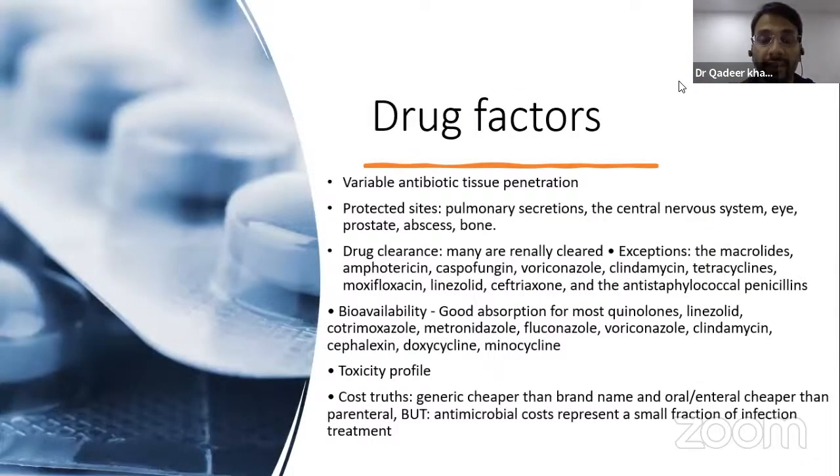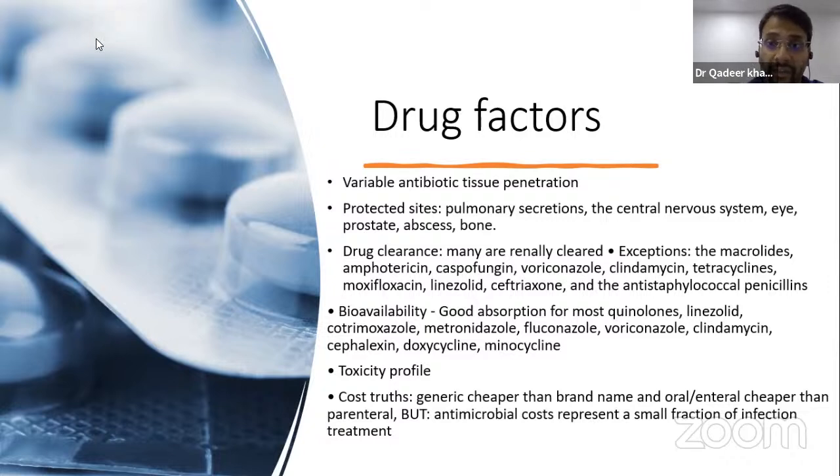Another thing, as we discussed previously, are host factors and community factors, based on the lab investigations. We also should know that drug factors contribute to which antibiotics are to be preferred. Each antibiotic has different tissue penetration. As I told, central nervous system penetration depends on the blood-brain barrier and the inflammation of the meninges.